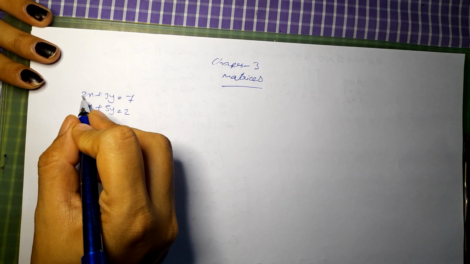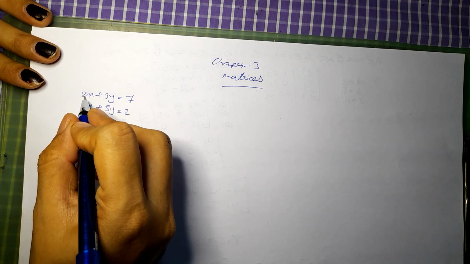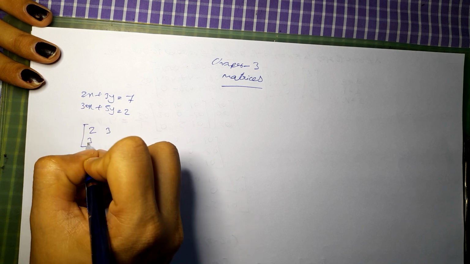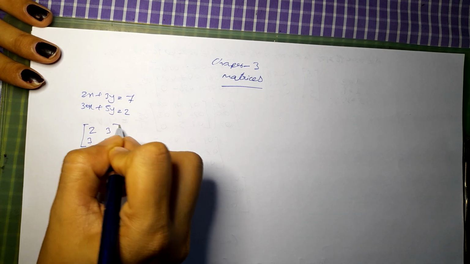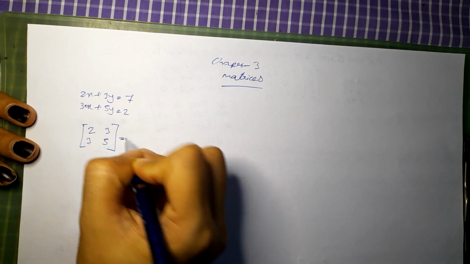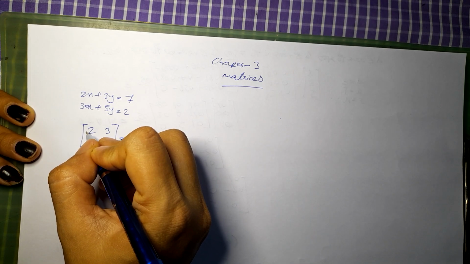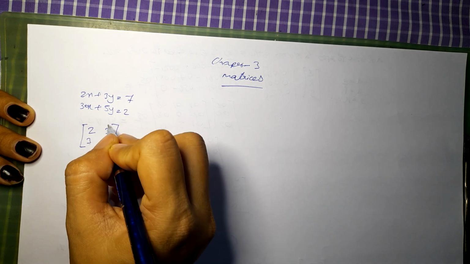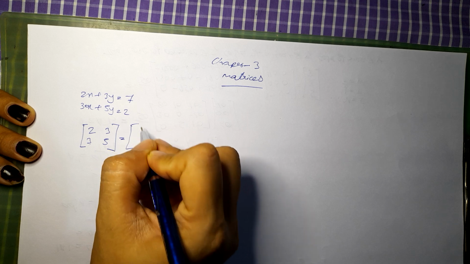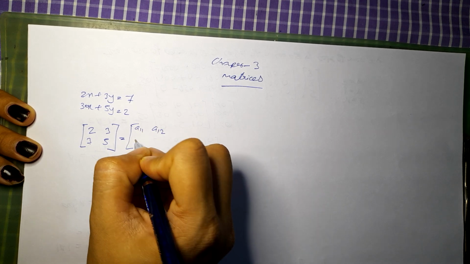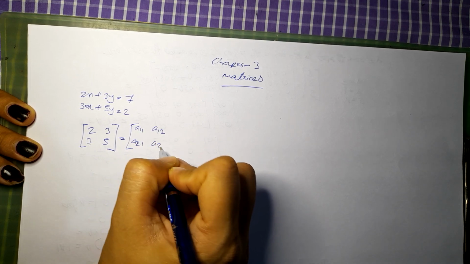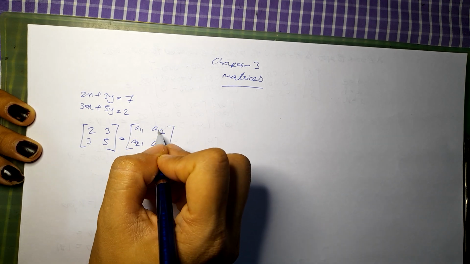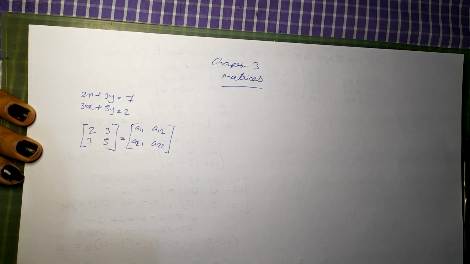So 2, 3, the coefficient of x will remain the same. So this is 2, this is the coefficient of y, 3, this is the coefficient of x, 3, and the coefficient of y, that is 5. So this is the matrix. We can also say this is two rows and two columns. This is the first row and this is the second row, this is the first column and this is the second column. We can represent this by A11, A12, A21, A22. In this way we represent the matrix.